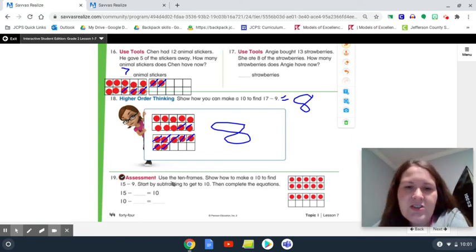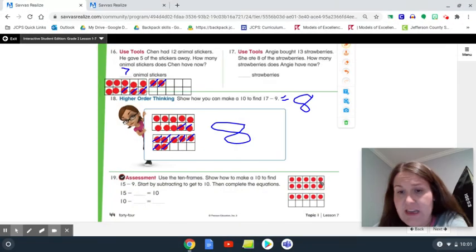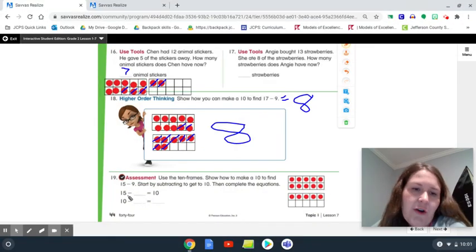So this problem here says use the 10 frames. Show how to make a 10 to find 15 minus 9. Start by subtracting to get 10, then complete the equation. So they went ahead and gave us 15 counters, 5, 10, 15. I just counted by 5s. So this is the equation we really want to solve, 15 minus 9.